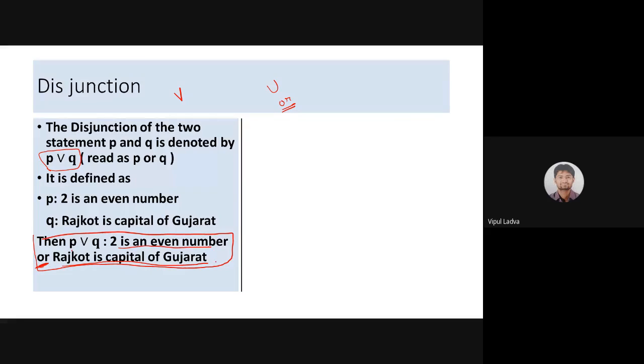So now, if I am looking for the truth value of this statement, what do you think the truth value of this statement should be? True or false? What should it ideally be? Talking only about this statement that I have highlighted: P or Q, 2 is an even number or Rajkot is capital of Gujarat. What is your opinion about the truth value of this particular statement? True. It will be true. Yes, you are correct.